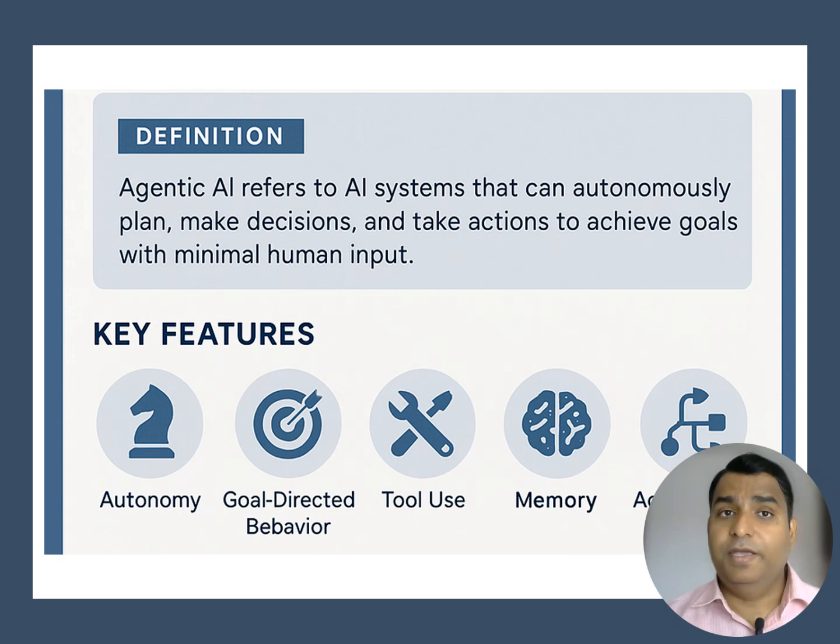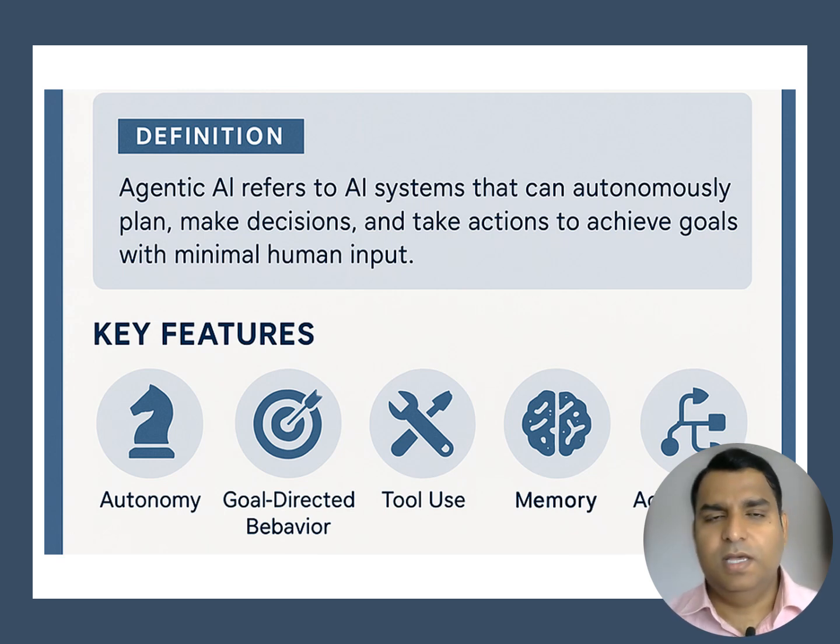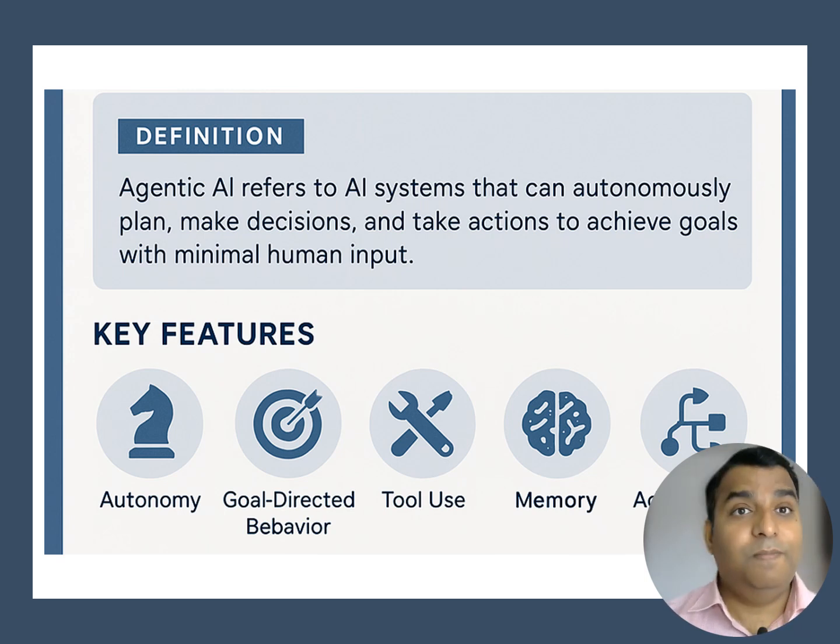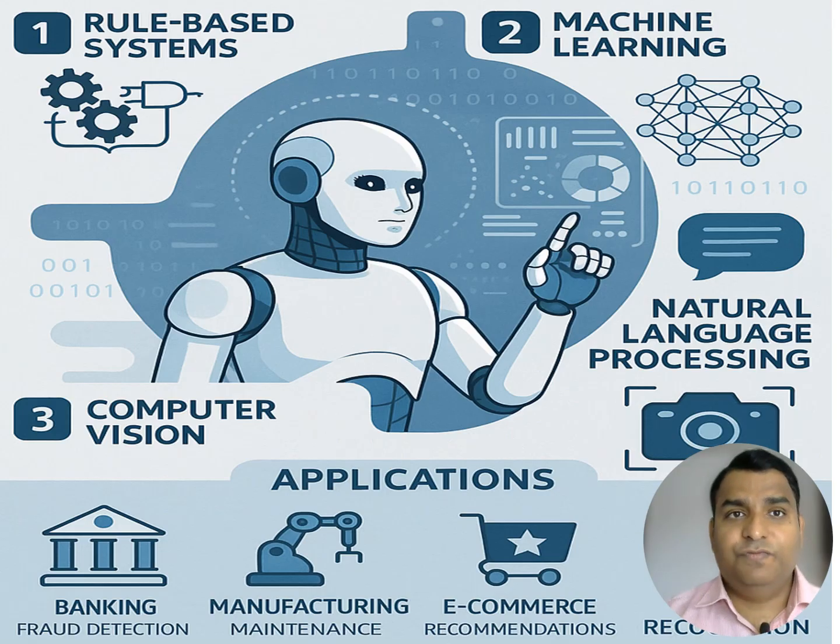So agentic AI refers to an AI system that can autonomously plan, make decisions, and take action to achieve goals with minimal human intervention. It exhibits goal-directed behavior and often uses tools, APIs, or other agents to complete complex tasks. Some of the key features of agentic AI: the first one is that it is goal-oriented and autonomous. It uses memory, planning, and tools. The most important is that it adapts and iterates based on feedback. And as we know, it's built on top of the generative AI model. So let's first discuss traditional AI.